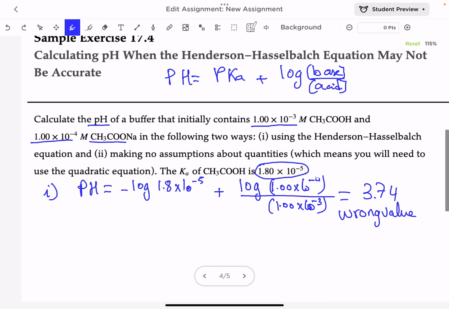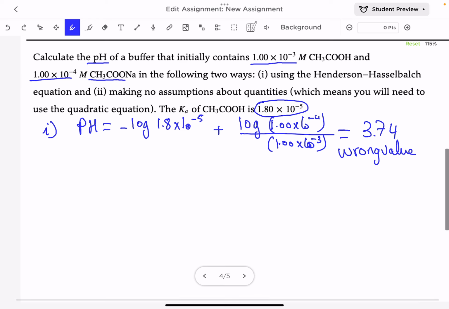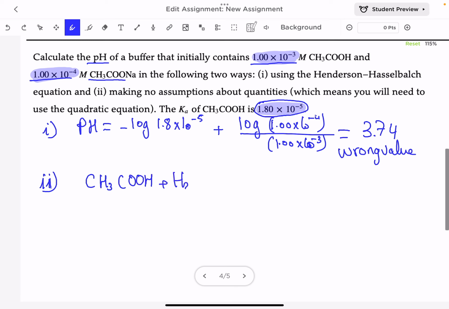It's not real. Why? Let me prove it to you by doing the ICE table. This is the right way. The concentrations given here are very close to the given Ka. So using the Henderson is not really correct. So let's do the traditional way, which we start by writing an ionization equation. This is the equation of showing the buffer. CH3COOH, CH3COO minus, and H3O plus.